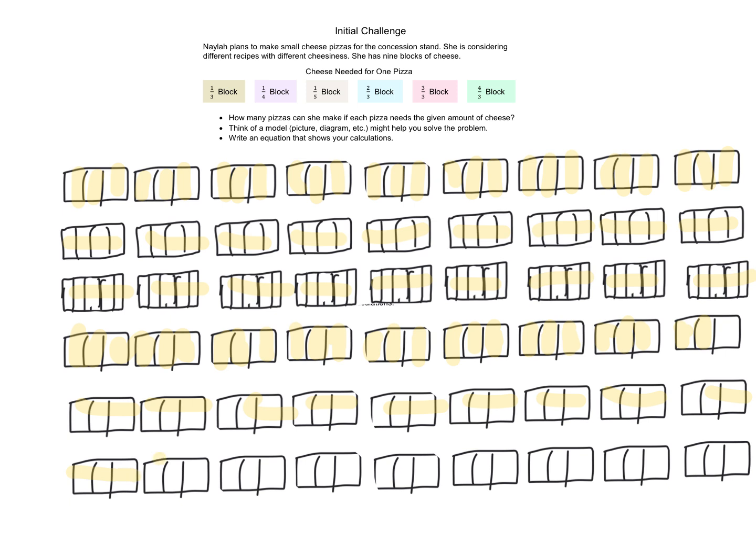So we'd have 1, 2, 3, 4, 5, 6, and we'd fall short. We'd have 6 whole pizzas, and then we'd have 3/4 of an additional pizza.